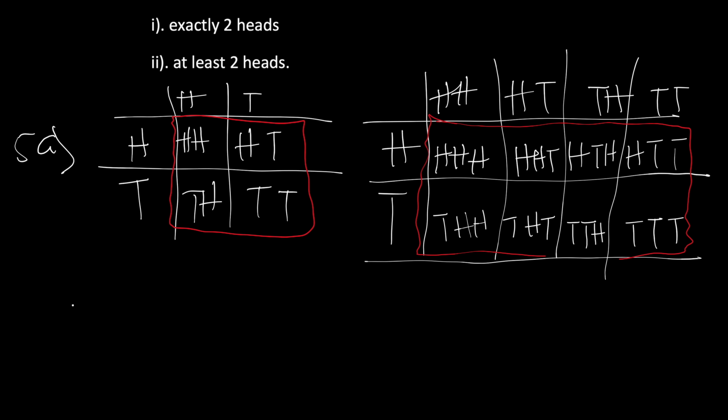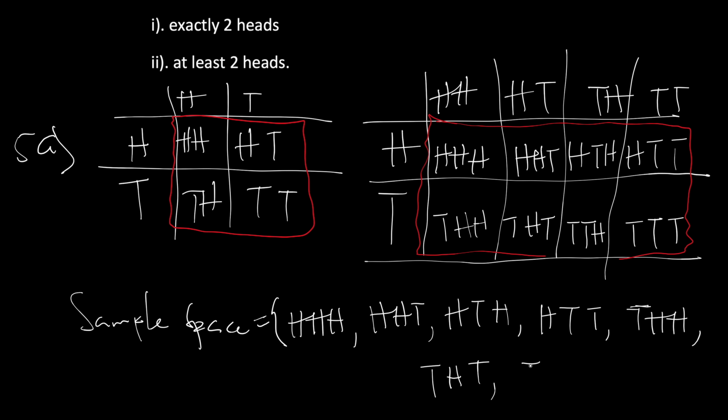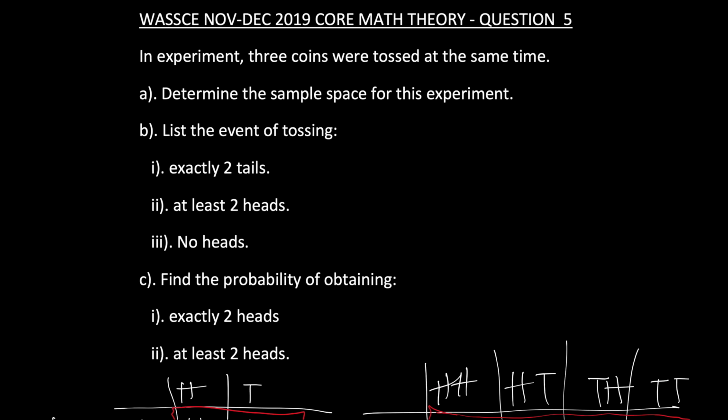So when we toss the coin 3 times, our sample space should be head, head, head; head, head, tail; head, tail, head; head, tail, tail; tail, head, head; tail, head, tail; tail, tail, head; and tail, tail, tail. So that will be our sample space.